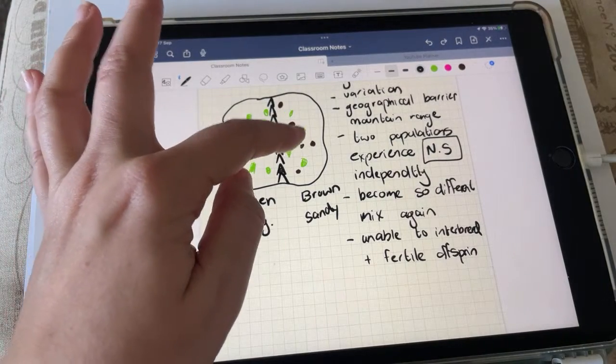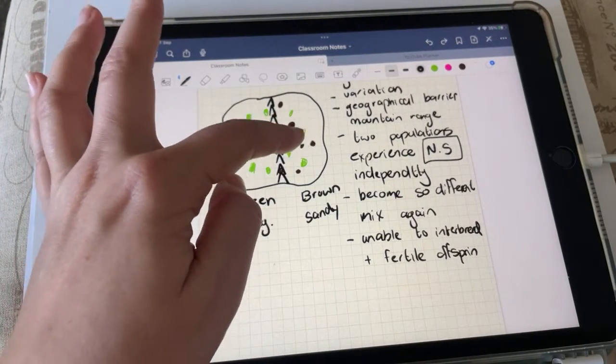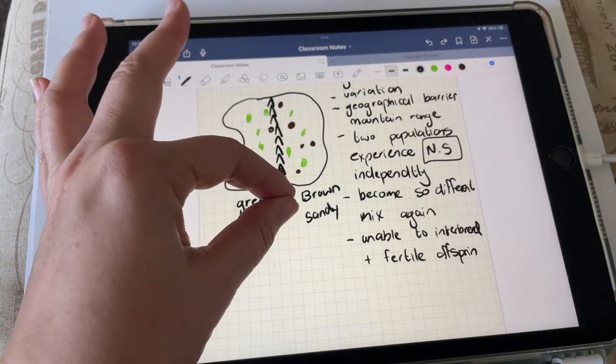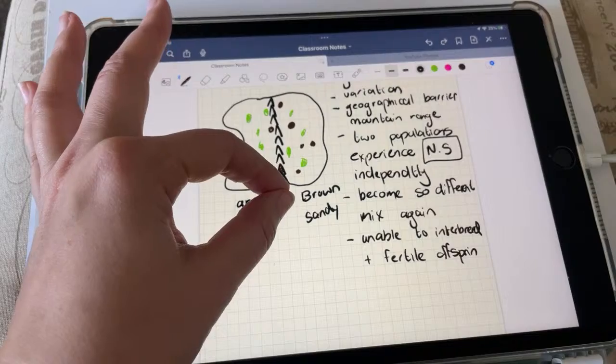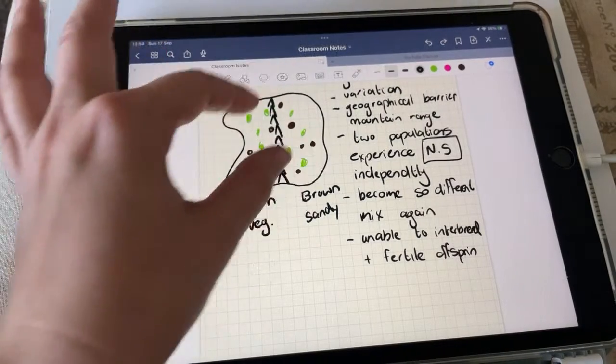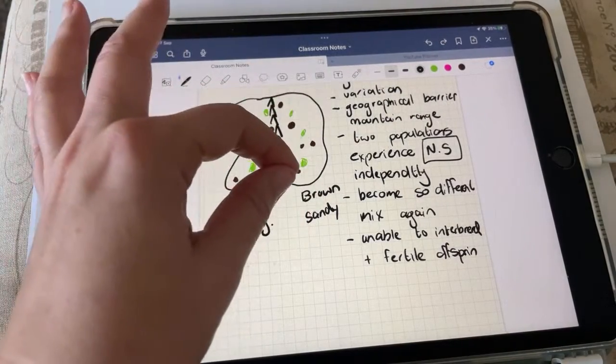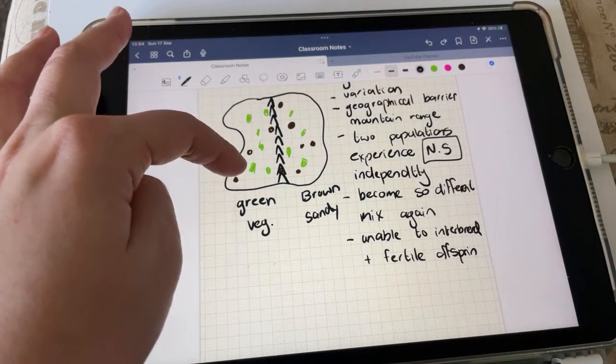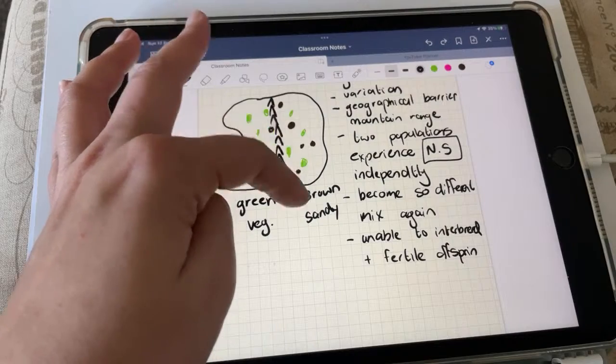Maybe if you're a lizard who got stuck on this side, a brown lizard, you are more suited to this side because you can camouflage better in the sand. There's less vegetation, which means there's less food. Maybe you become an insectivore on this side. So maybe our green lizards are vegetarians now. Our brown lizards are insectivores.